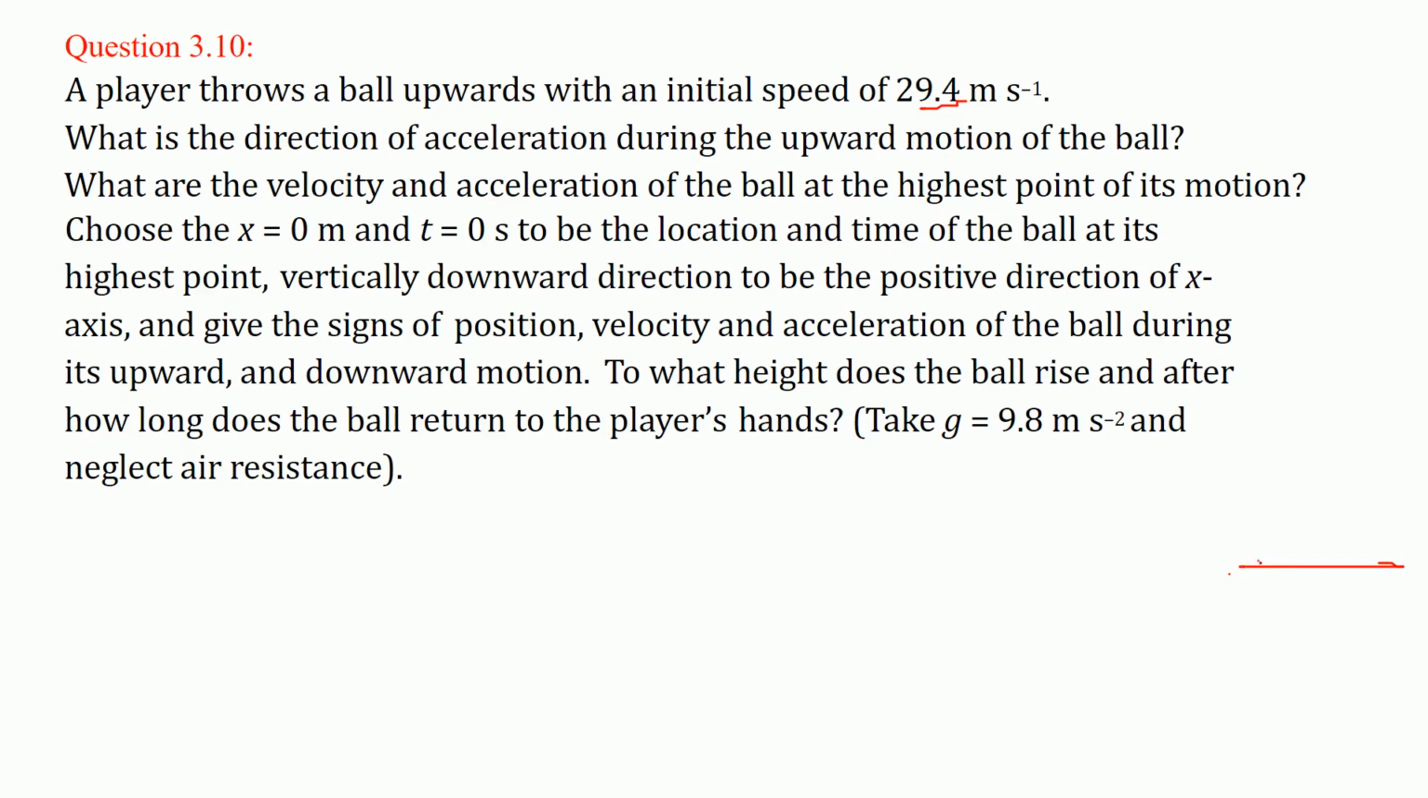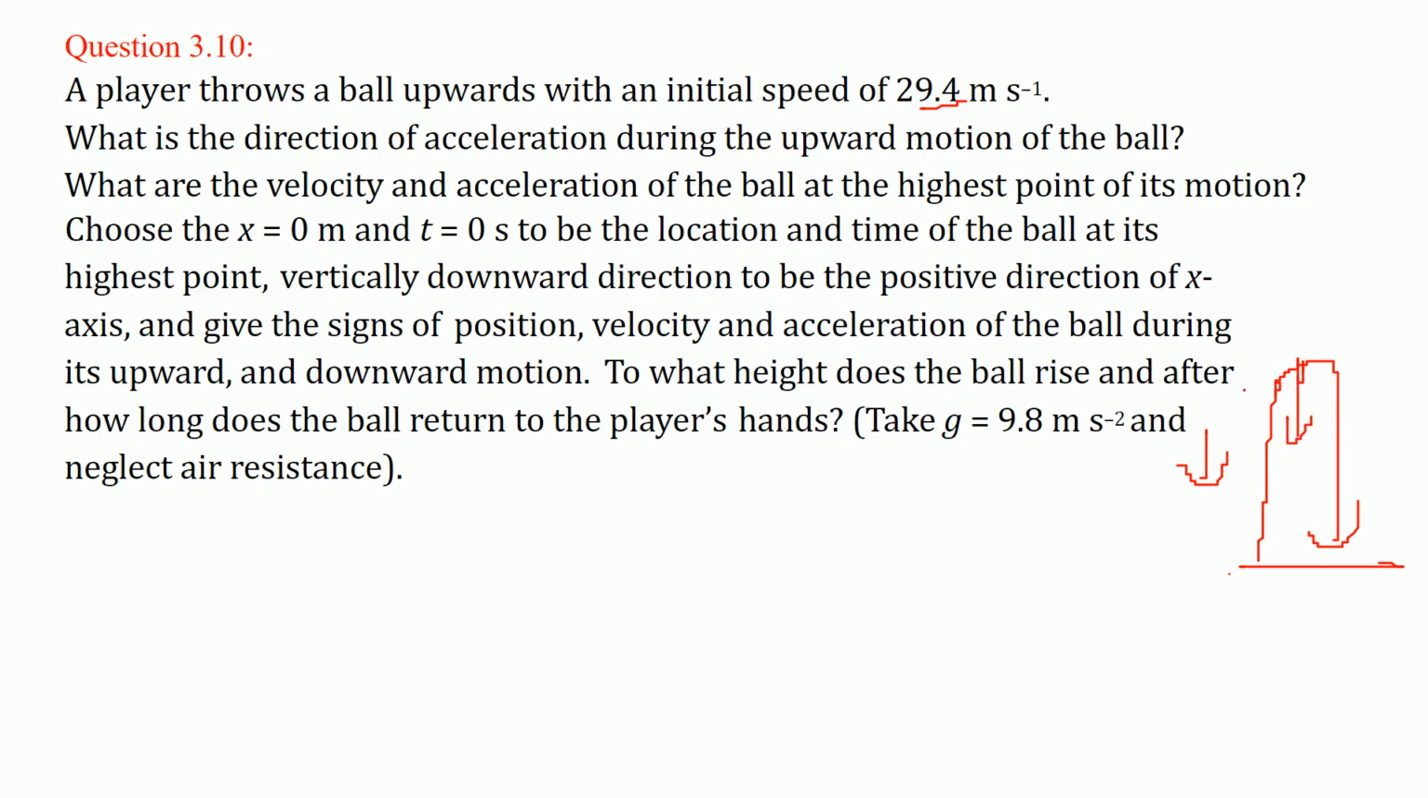Like this, it throws. What is the direction of acceleration during the upward motion of the ball? So gravity is like this, so it is in the opposite direction. What are the velocity and acceleration of the ball at the highest point of its motion? So at the highest point it goes and it comes back. So here the velocity will be 0. It will take rest for a very short span, but the acceleration is always there.